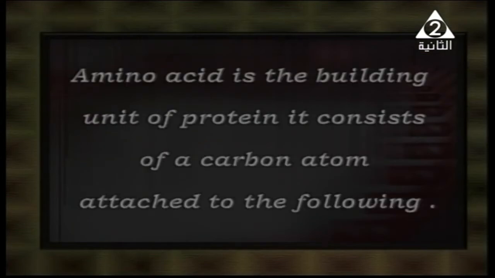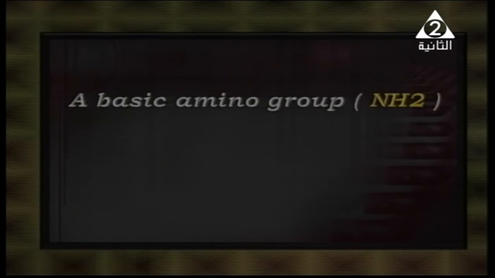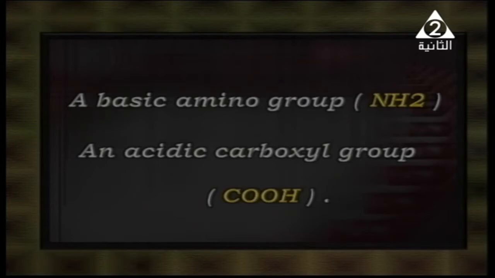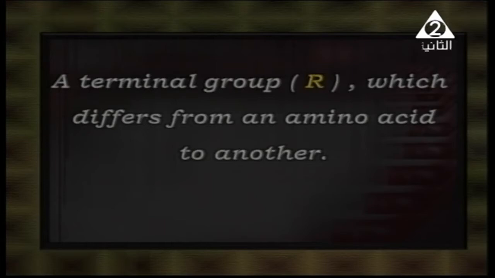Number 1, amino acid is the building unit of protein. It consists of a carbon atom attached to the following. Number 1, a basic amino group, NH2. Number 2, an acidic carboxyl group, COOH. Number 3, a terminal group that is symbolized by R, which differs from one amino acid to another, because we have different types of amino acids. And the last component of amino acid is a hydrogen atom.